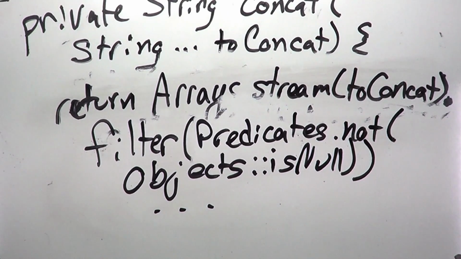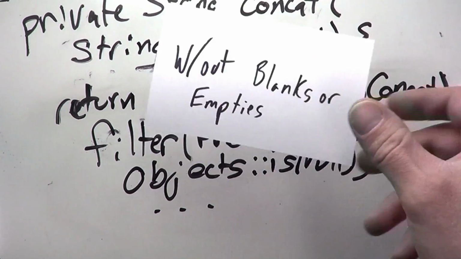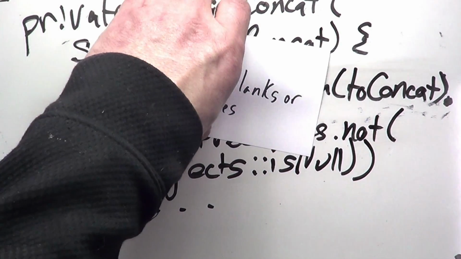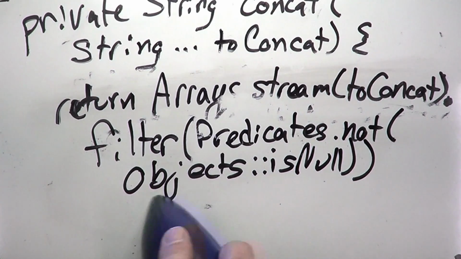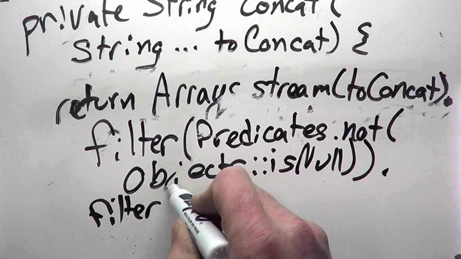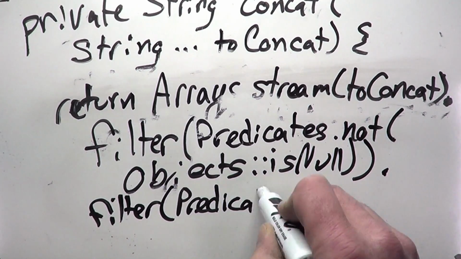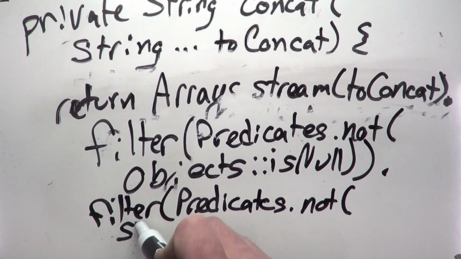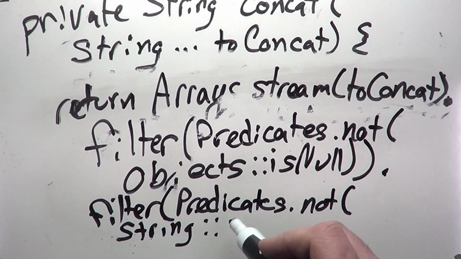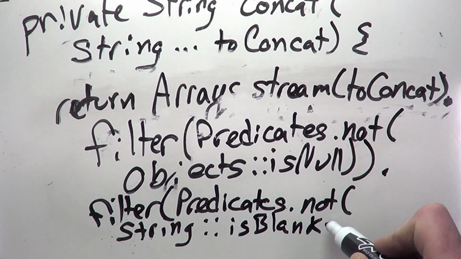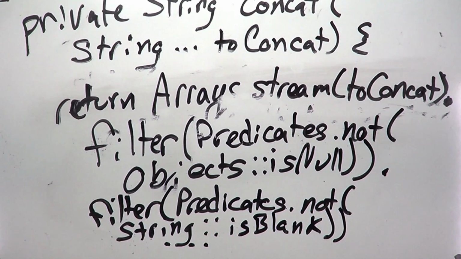Okay, and then obviously the next leap is, what if we don't want any of the blanks or the empties? Okay, that's just another filter that we can add in here too. So just filter, and then again we want predicate.not, and then this one we can use a method reference that's on string, and it has one that's called isBlank, which will do what we want. Boom, and that should do it.